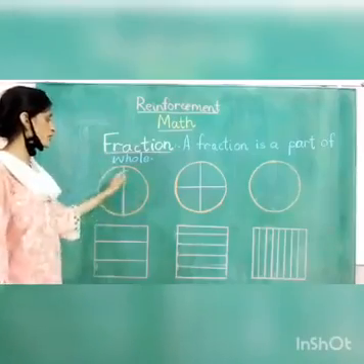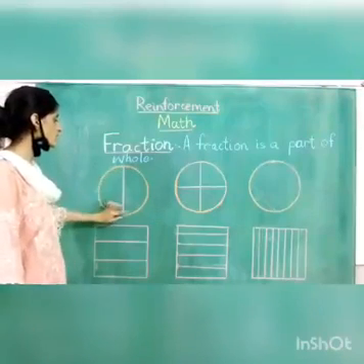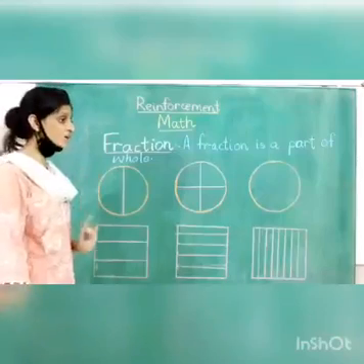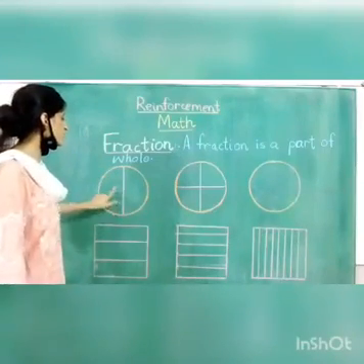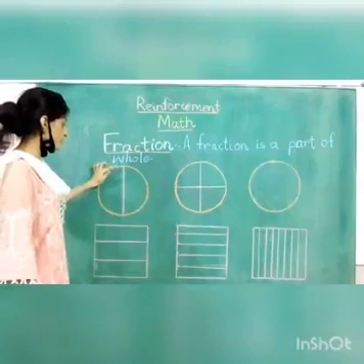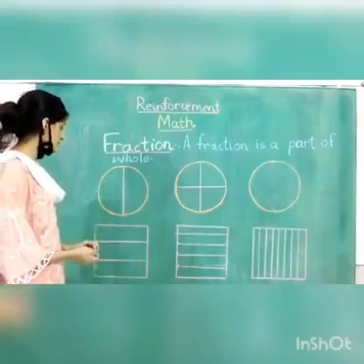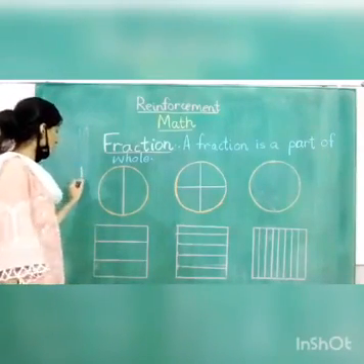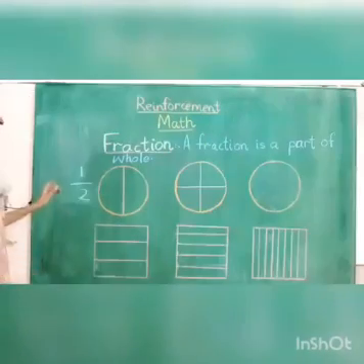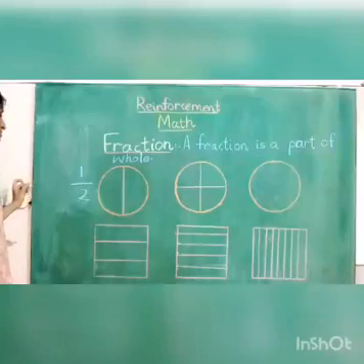Look at this whole circle. It is a whole circle which is divided into two equal parts. Two equal parts. One part, two parts. So it will be written as 1 upon 2. Remember, every fraction has two parts.